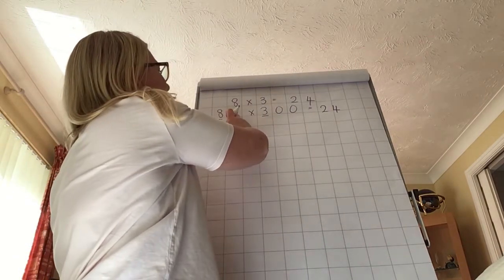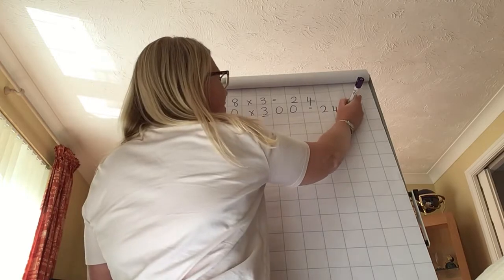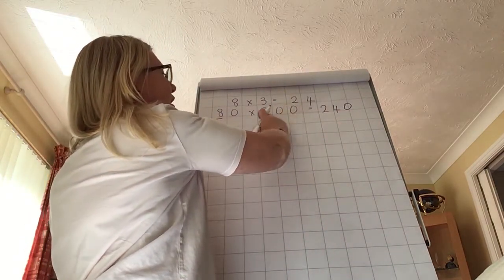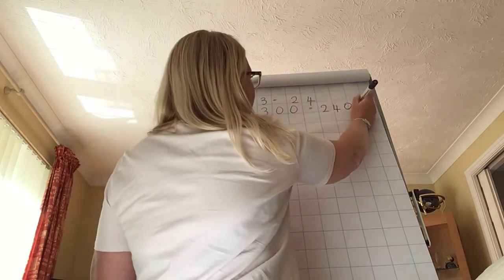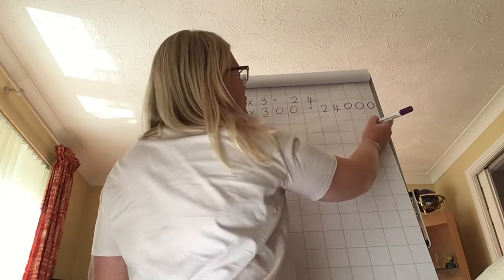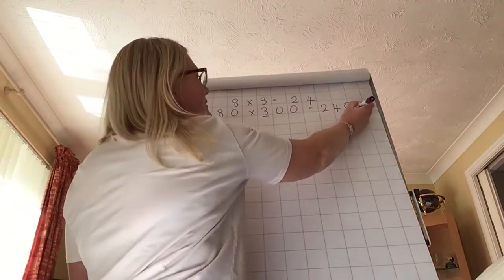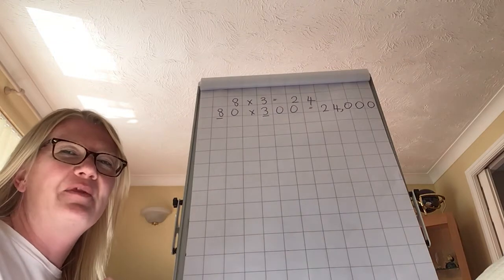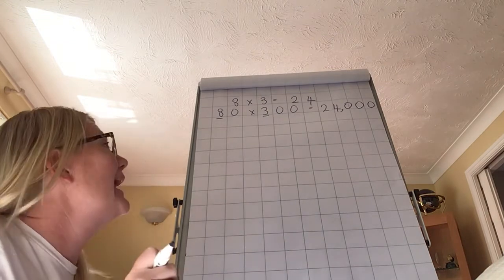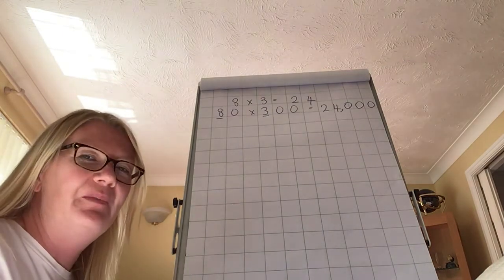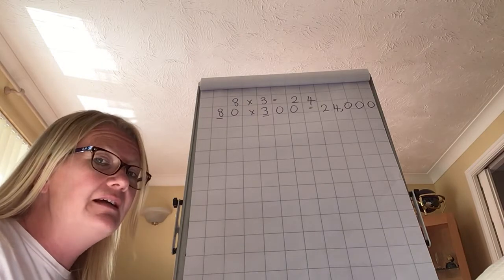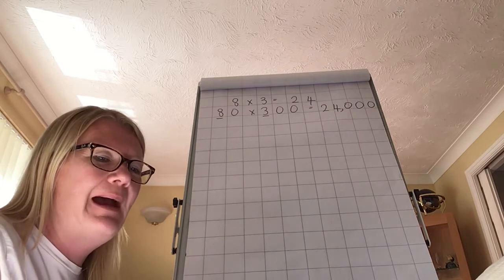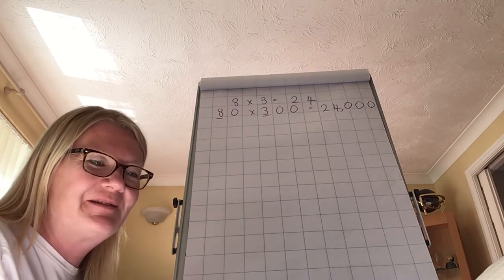How many times bigger than 8 is 80? It's 10 times. Let's move them one to the left. 300 is 100 times bigger than 3. So I also need to make it 100 times bigger. Put my comma in. The answer is 24,000. All from the simple fact 8 threes are 24. So always look very carefully at calculations before you dive straight into a written method. It's about being efficient. Okay?